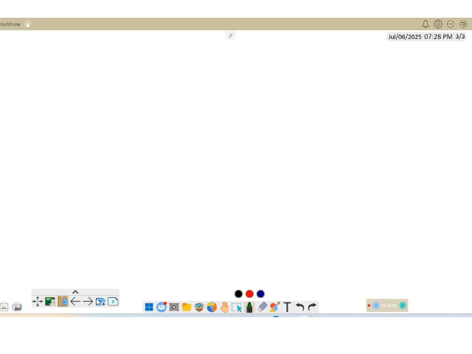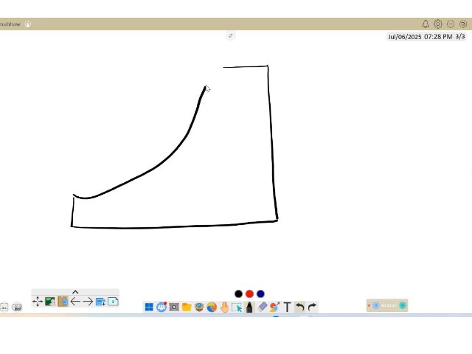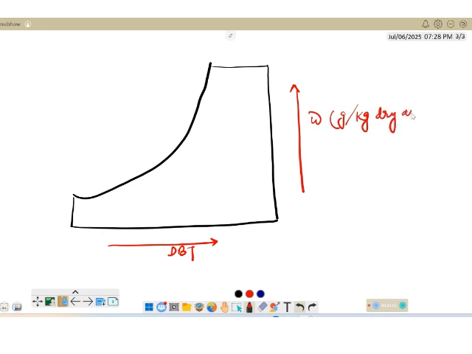Now let us summarize the psychrometric chart. So let us first draw a psychrometric chart. On the x-axis, this is the dry bulb temperature. On the y-axis, this is the absolute humidity, in grams per kg of dry air.